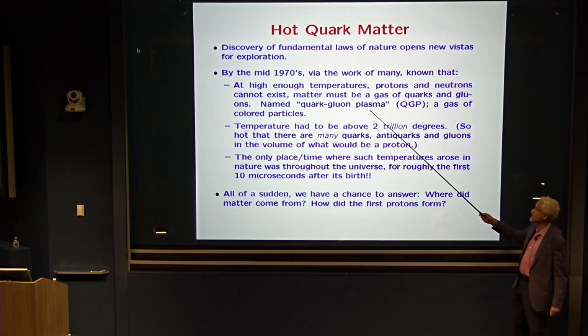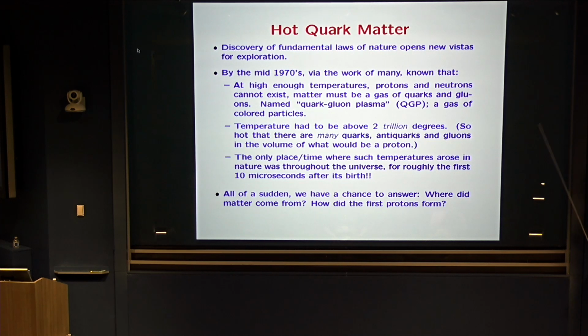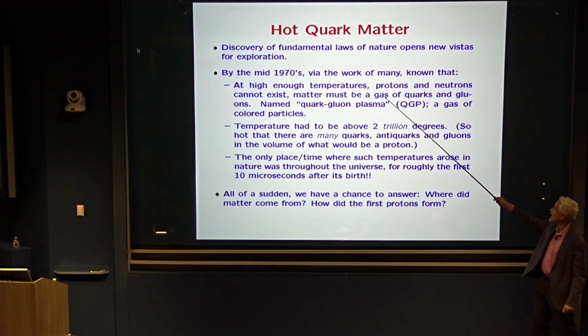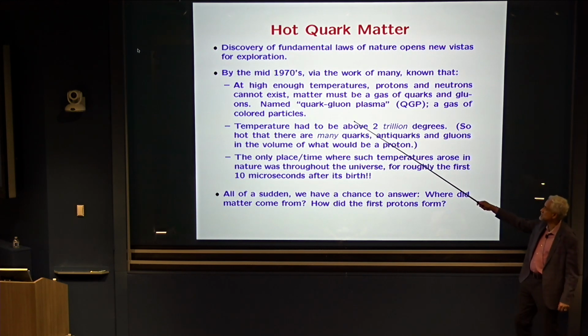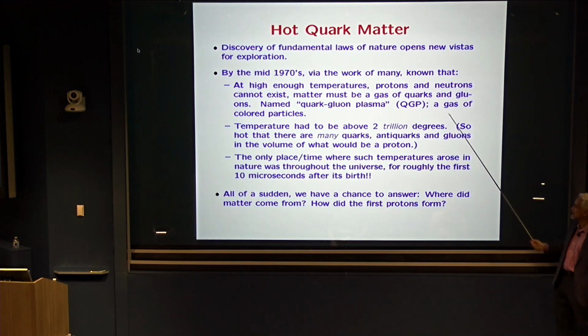Already also, not quite 74, but by the mid-70s, through the work of many people, there's not a single key paper you can point to, it was known that if you could find matter that was at 2 trillion degrees, not an easy ask, that is such a high temperature that there would be so many quarks and antiquarks in the volume of a single proton that you wouldn't have protons. You would instead, it was thought, have a gas of quarks and gluons. This was named long before it was discovered in experiment. It was named quark-gluon plasma, QGP.